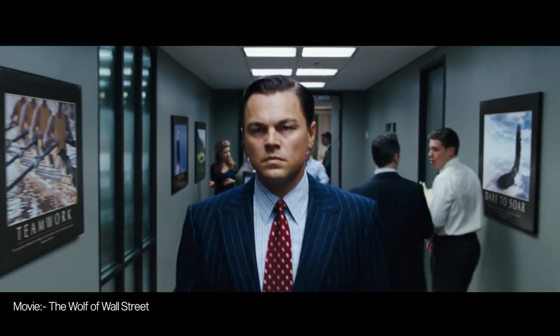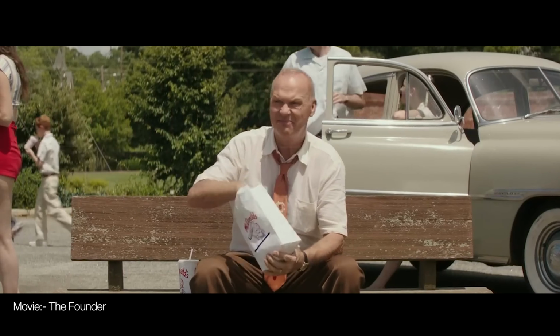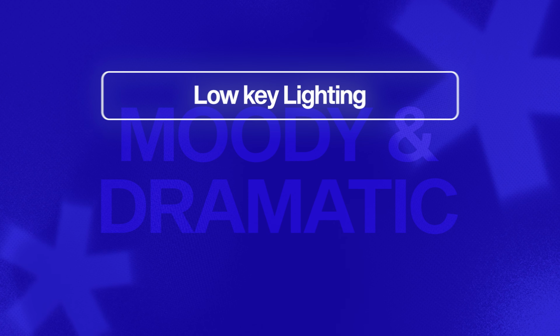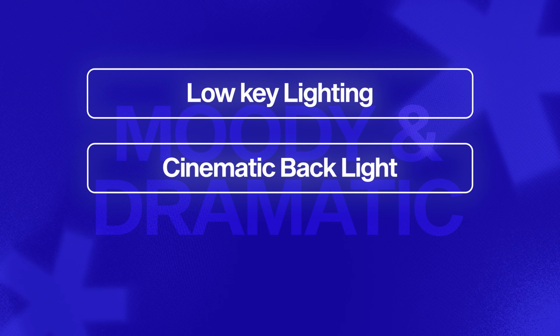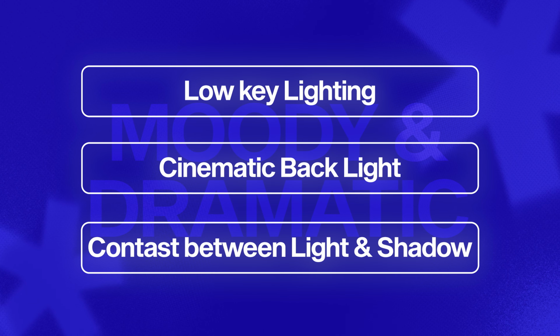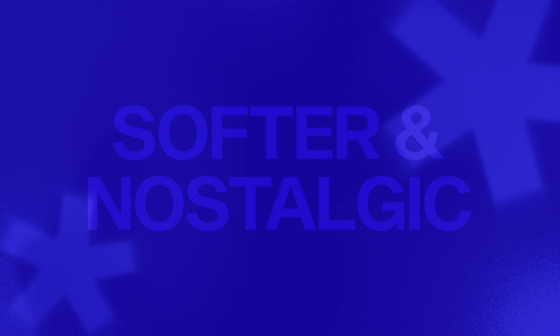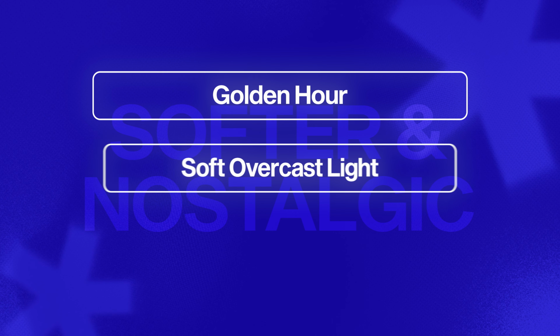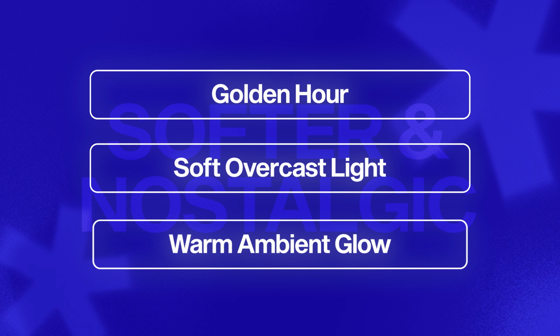Light is what creates emotion. Every great movie scene uses lighting to guide how we feel, and Sora works the exact same way. If you want something moody and dramatic, then use phrases like low-key lighting, or cinematic backlight, or contrast between light and shadow. For something softer and more nostalgic feeling, use phrases within your prompt like golden hour, or soft overcast light, or warm ambient glow.